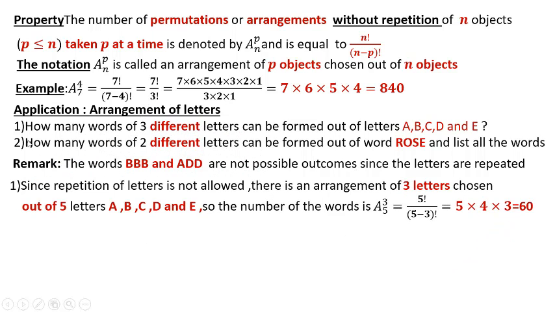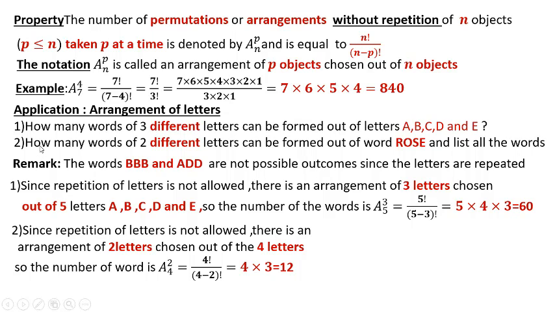Solution of part 1. Since repetition of letters is not allowed, then there is an arrangement of 3 letters chosen out of 5 letters that are A, B, C, D, and E. So the number of words is an arrangement of 3 out of 5, equal to 60.